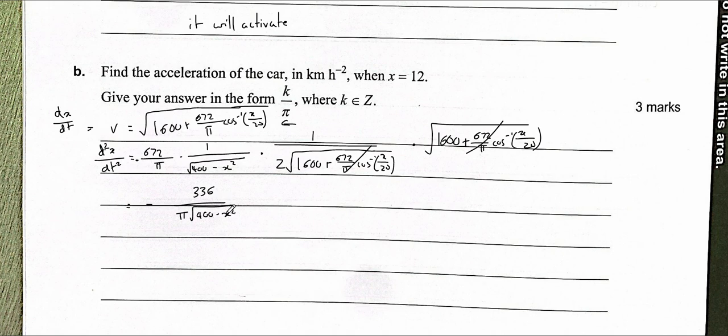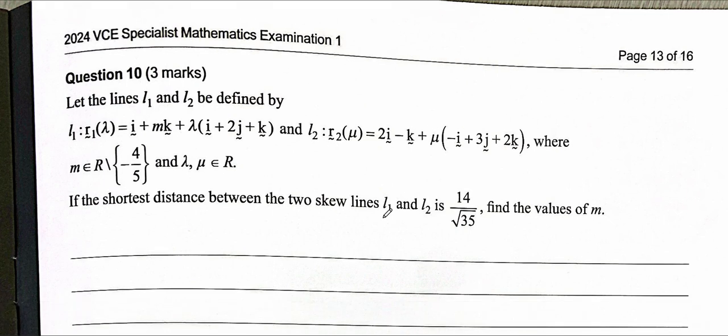And then when we substitute in x equals 12, we'll get negative 336 on pi root 400 minus 12 squared, 400 minus 144, 256, root 256. So negative 336 on 16 pi. 336 divided by 16 is going to be 21. So this gives us an acceleration of negative 21 over pi kilometers per hour squared. Nice.